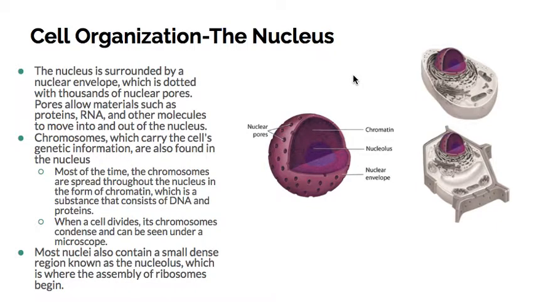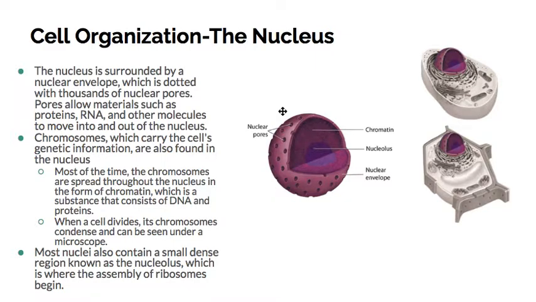So here's some additional information on the nucleus. The nucleus is surrounded by a nuclear envelope. So we can see that here in the structure, which is dotted with thousands of nuclear pores, so these things. Pores allow materials such as proteins, RNA, and other molecules to move into and out of the nucleus. Chromosomes, which carry the cell's genetic information, are also found in the nucleus.